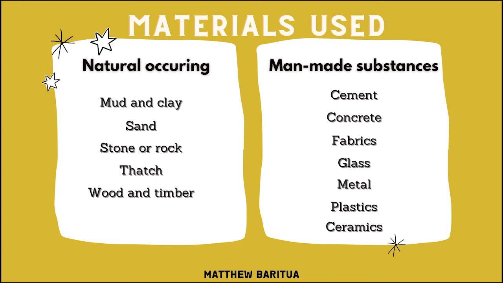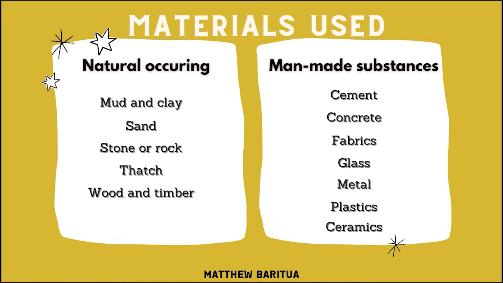Next, we also have the different types of substances being used in construction. These are naturally occurring substances and man-made substances. So, under naturally occurring substances are mud and clay. Clay-based buildings usually come in two distinct types. One being when the walls are made directly with a mud mixture, and the other being walls built by stacking air-dried building blocks called mud bricks.